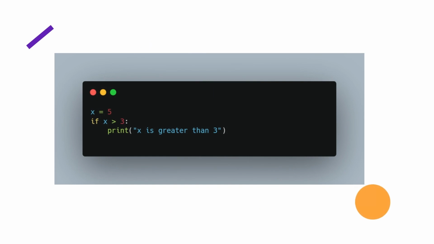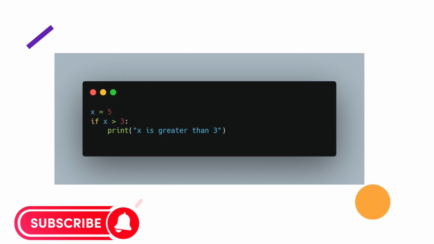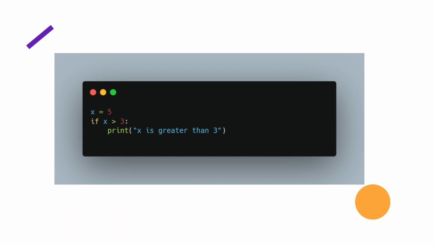The if statement is one of the most commonly used control flow statements in Python. It allows you to execute a block of code only if a certain condition is true. Here's an example. In this example, we've defined a variable named x and used an if statement to check if x is greater than 3. If the condition is true, the code inside the if statement is executed and the message "x is greater than 3" is printed to the console.